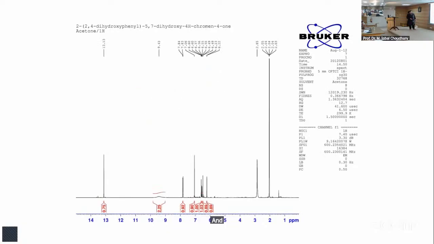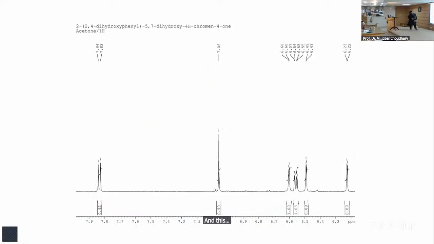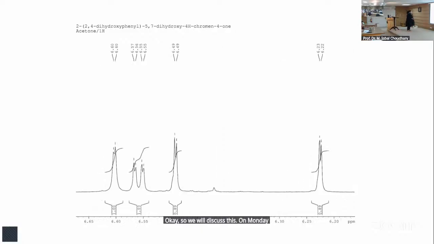And then we have a singlet here, 7 and other 3 are there, but we do not assign them right now because we do not have the exact J value. Once we have the J value, we can easily assign all protons. Okay, so we will discuss the further assignment on Monday.